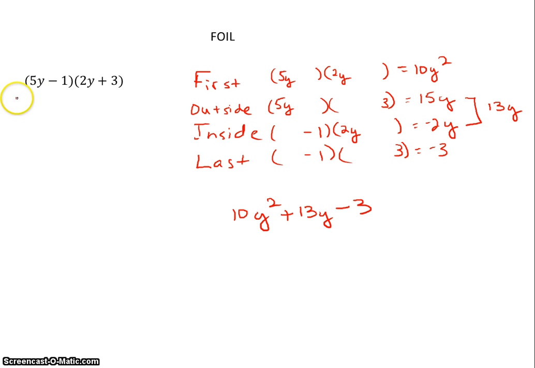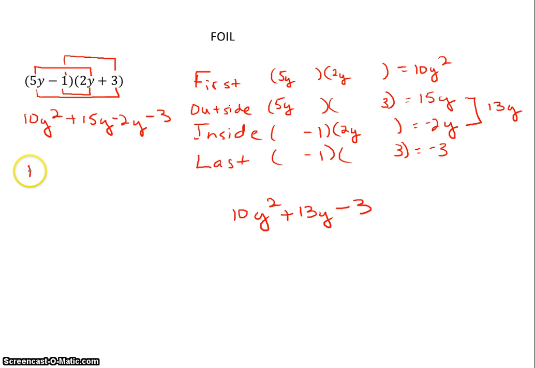Now I'm going to show it to you over here. This may look different than anything you've ever seen. So I'm going to show you here. First, 10y squared. Outside, plus 15y. Inside, right here, minus 2y. And then last is this, negative 1 times 3 is negative 3. 10y squared plus 13y minus 3.